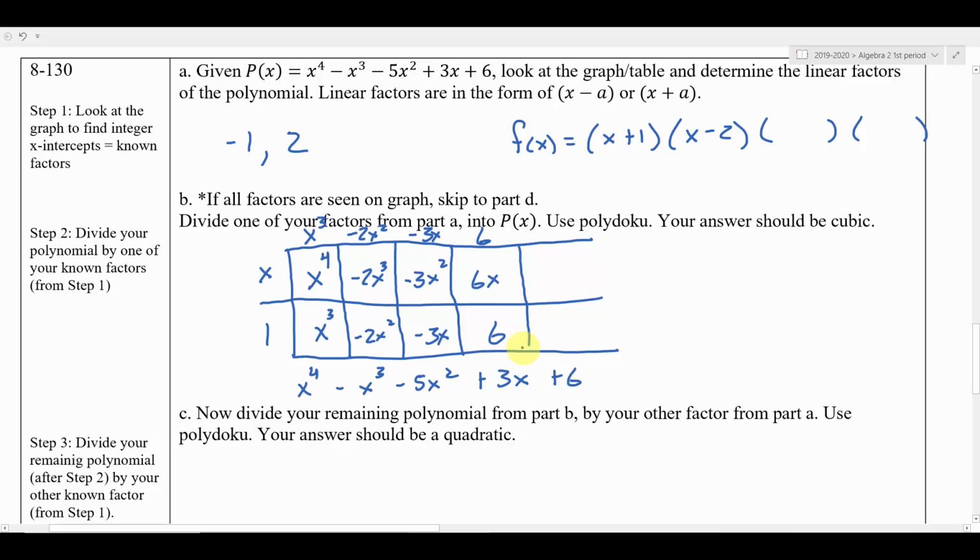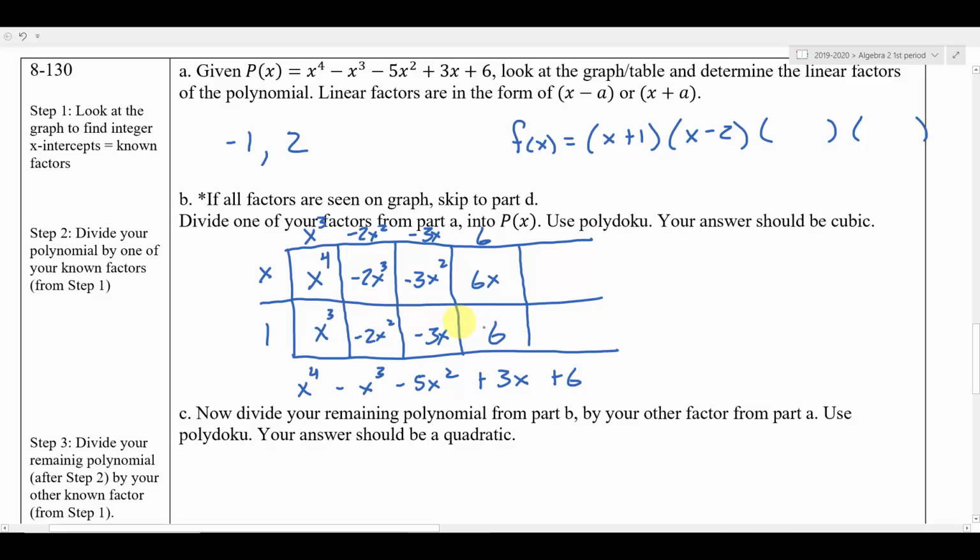And that'll actually end it, right? Because I got my 6 that lines up with the last term, which is what we expected to happen. That's what it means to say that a factor divides evenly into that polynomial. It means that last number is going to line up with the last number in your polynomial. Okay? There's no remainder. There's nothing left over.